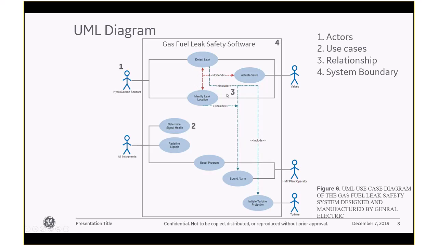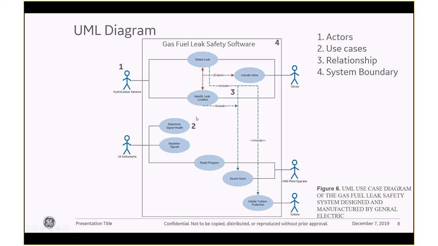The most apparent relationships here are the include relationships. Include relationships in the UML diagram are use cases that will happen immediately following the original use case. So in this example, as soon as a leak is detected, we can follow our include relationship line. 2 things will happen. First, an alarm will sound, which the plant operator will notice. And second, the turbine initiation protection will happen, and that the gas turbine will be affected by that.